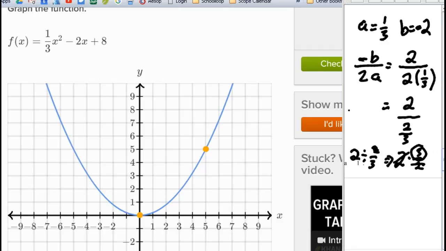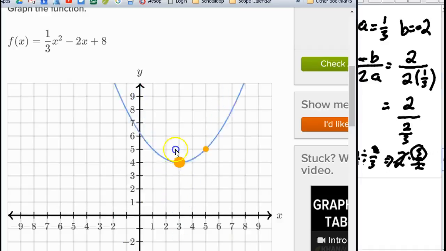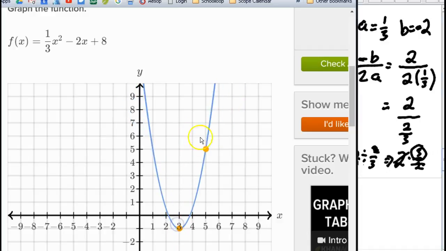Okay. So I know my vertex is somewhere on 3. Now, is it opening up or opening down? Opening up, so I know it's going to be 4, 3, 2. It has to be down here somewhere for it to open up. Okay? So let's figure out, well, what exactly is the coordinate.